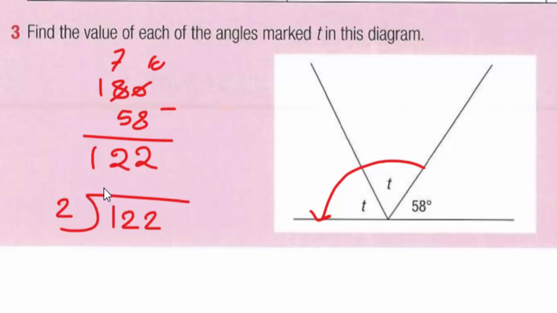Then how many 2's are there in 12? 6. 6 times 2, 12. 0, 0. The 2 goes down. 61. So each one is 61 degrees.